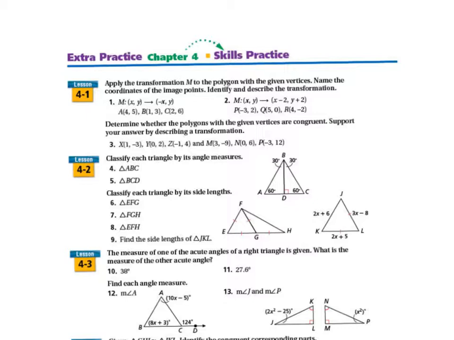And then section 4.2 was identifying your triangles based on the angle measurements and the sides. So remember, acute, equiangular, right, and obtuse would be by its angles, and then isosceles, scalene, and equilateral would be by the sides. So it's like 4 and 5, and then 6, 7, and 8. And then number 9, you had to use what you know about an equilateral triangle or an isosceles triangle to figure out the value for x. So for number 9, I would have just picked the 2 congruent sides, set them equal to each other, and found your value for x.